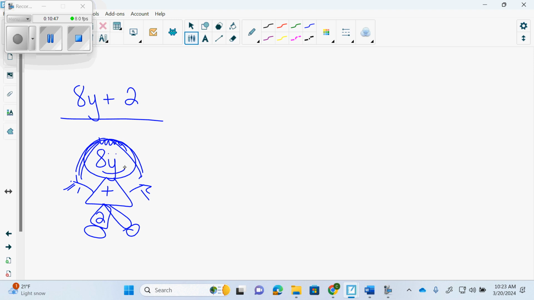So do I have an 8y plus 2 human? The 8y is the head.